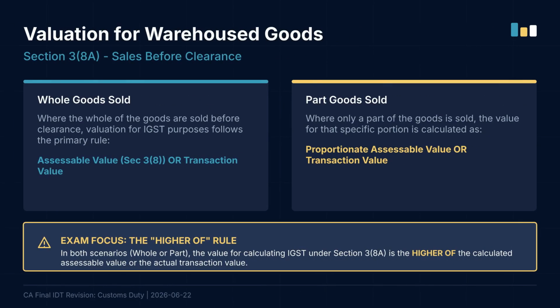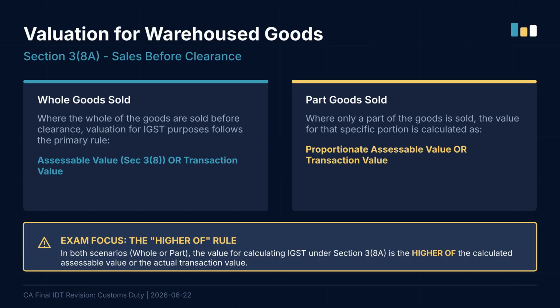Special valuation provisions apply when warehoused goods are sold before clearance. If the entire quantity is sold, the value for IGST purposes will be the higher of the assessable value under Section 3(8), or the transaction value.